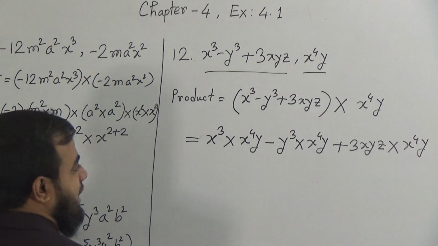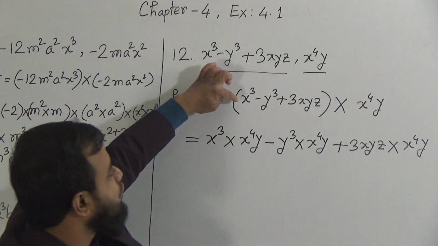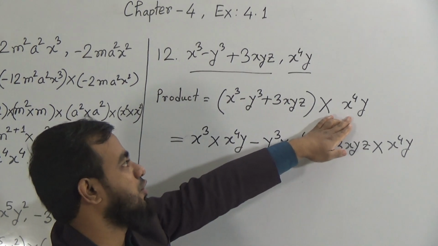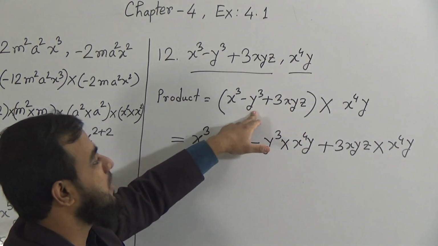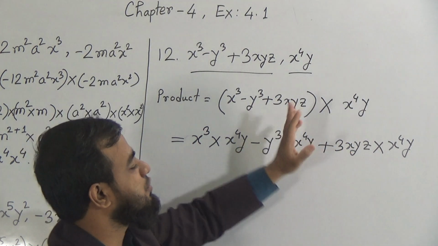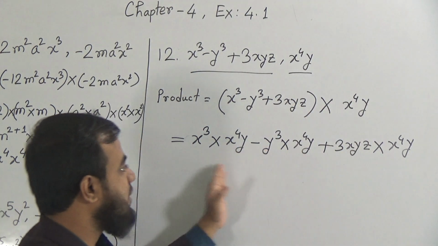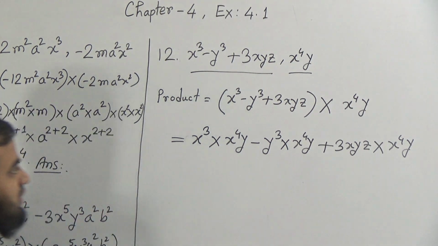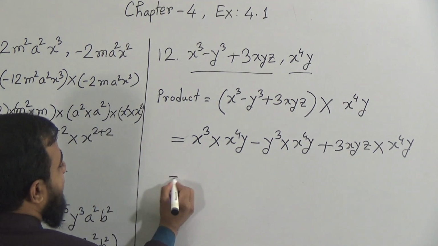I think you have understood. I am repeating again. x cube is multiplied with that expression. Minus y cube is also multiplied with the expression. And plus thrice xyz is also multiplied with x to the power 4y. I have written this one, nothing else. Now it's a simple multiplication as before.